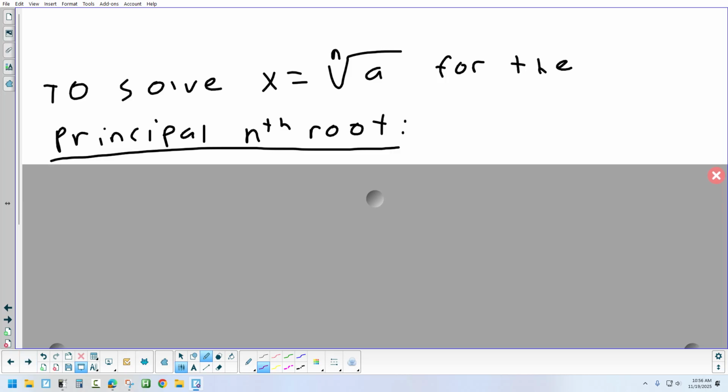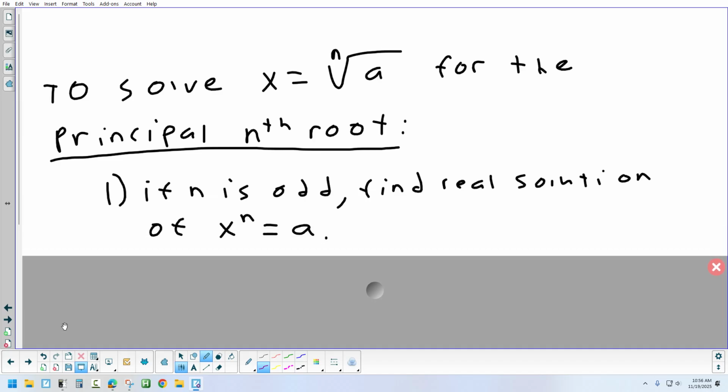All right, so one thing that we might see in the book is the directions, principal root. Like, find the principal root. When it asks you to find a principal root, we're going to break it down into 2 cases: whether you're looking at an even root or an odd root. So we'll start with an odd root.